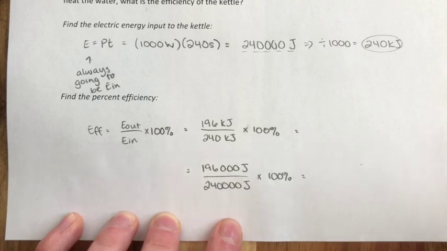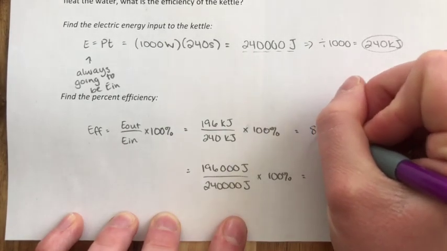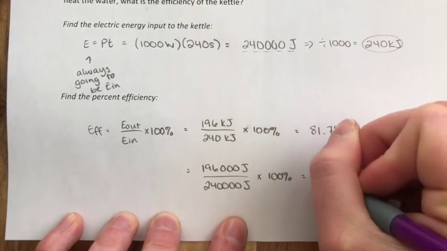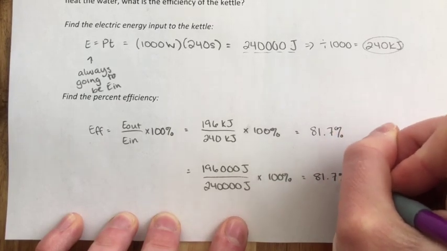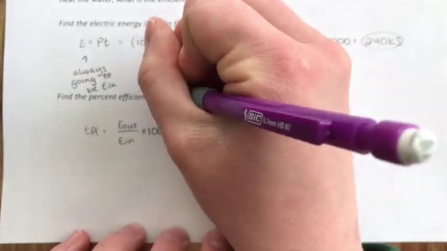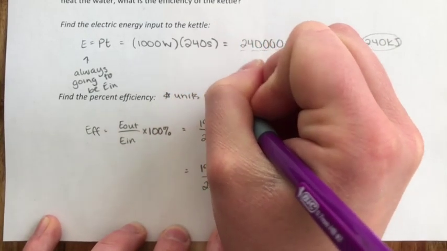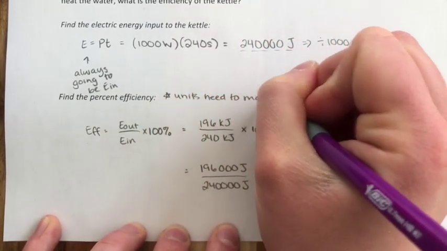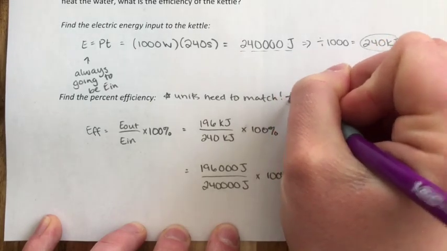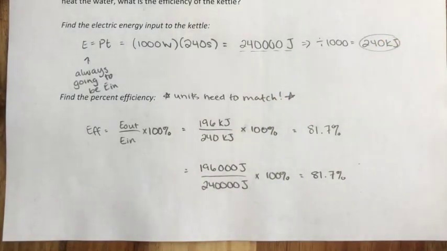So either way, we get 81.7% no matter which way we do the calculation, right? Make a little note for yourself that units need to match. So there's how we do efficiency.